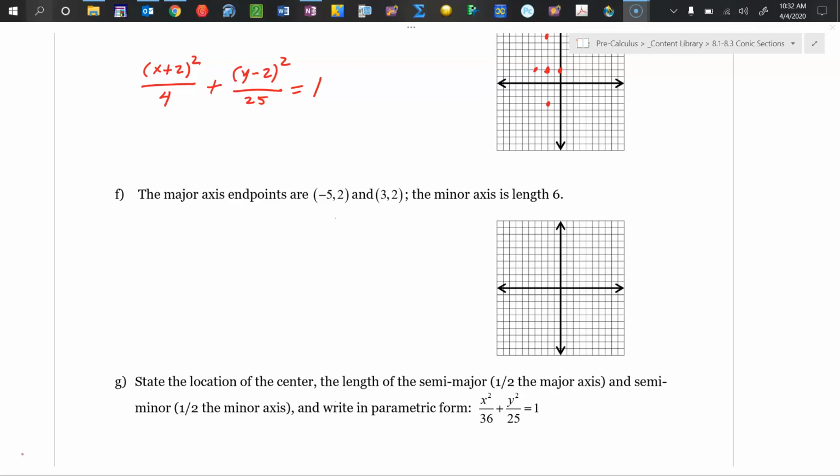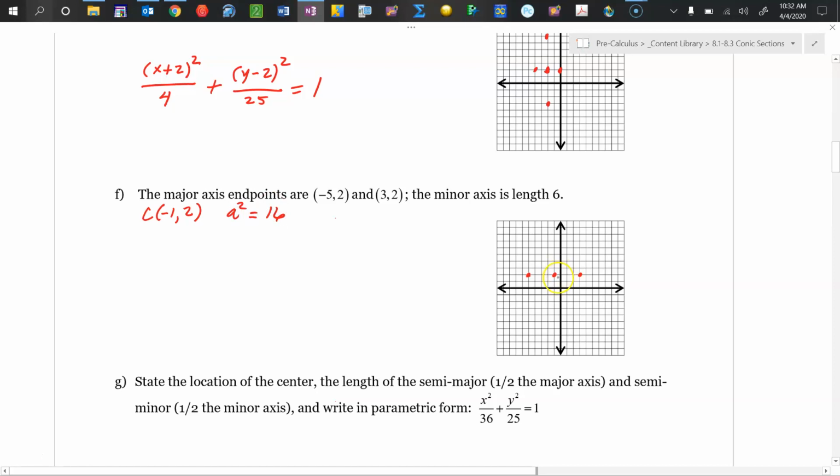So the major axis endpoints are -5, +2, 1, 2, 3, 4, 5, +2. And 3, 2, 1, 2, 3, +2. So we know the center is going to be halfway between those at -1, +2. So we'll write that down, -1, +2. And the distance from the center to the endpoints of the major axis are a. So I can see that a is 4, or a squared is equal to 16.